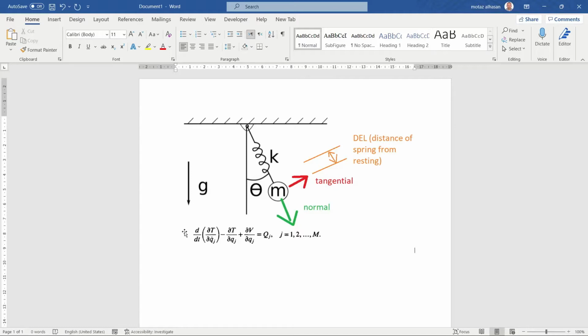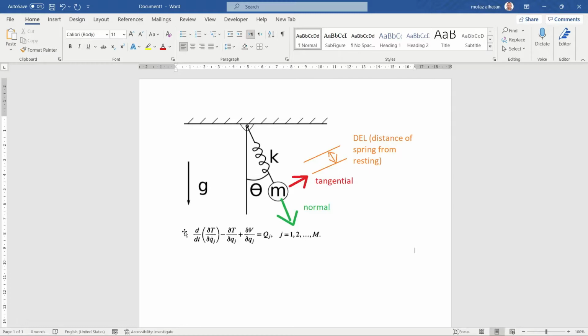And you also have to define, as part of deriving Lagrange's equations of motion, the first step: define your generalized coordinate systems, which I have shown here in green and red, the normal and tangential. You'll have to remember that the normal is always going to be normal to this pendulum, and the tangential is always tangential to it. It's not like x and y, where x and y stay still.